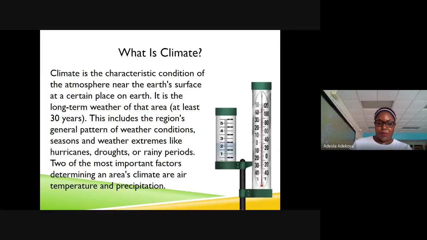But 2 of the most important factors determining an area's climate are the air temperature, so how hot or cold the air is, and precipitation, which would be rain. So precipitation is water that falls from the sky. It could be in the form of liquid like rain, sleet, or solid like snow.